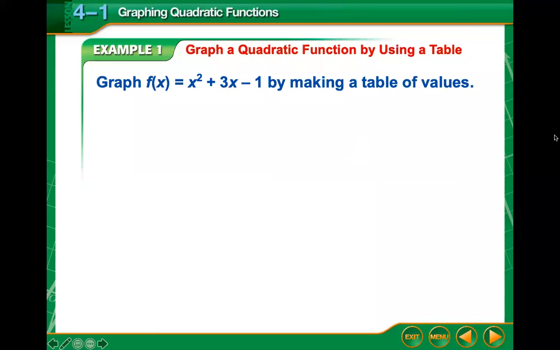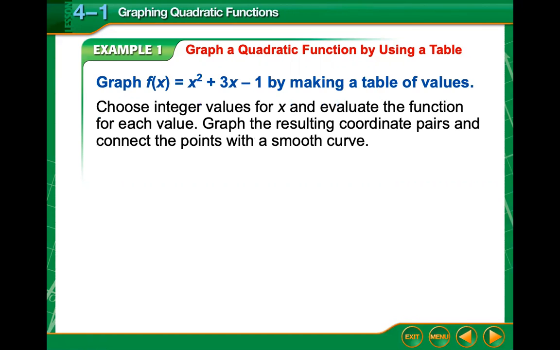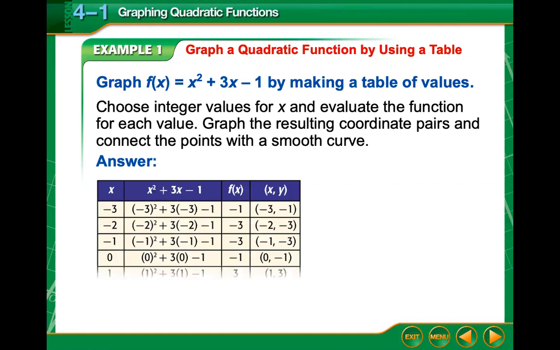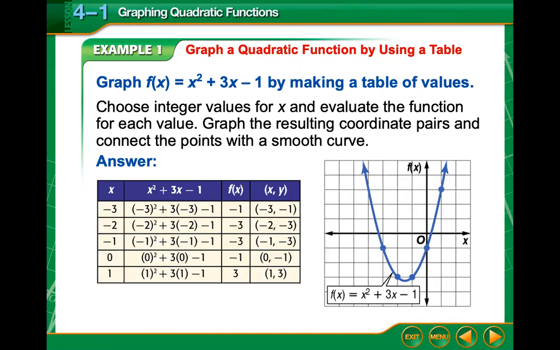So for our first example, we're going to graph f of x equals x squared plus 3x minus 1 by making a table of values. We're going to choose values for x and evaluate the function for each value and then graph the coordinate points. So in this case, we're going to use x from -3 to 1. To get our y values, we're going to substitute the values for x in, and then simplify.